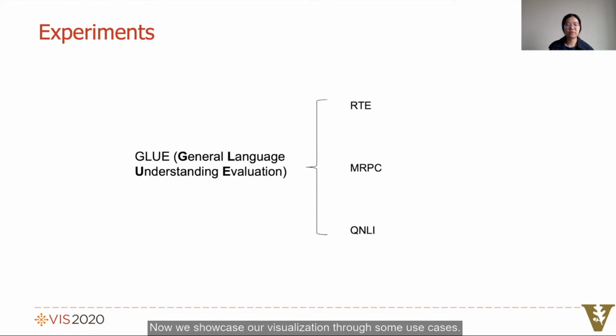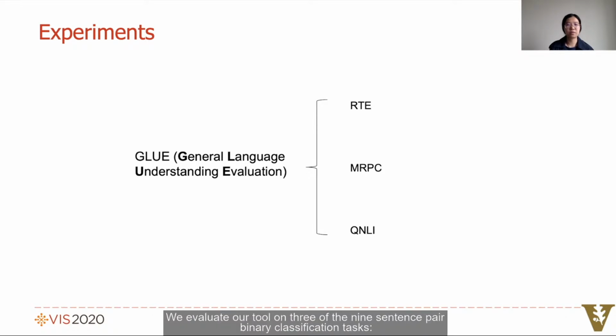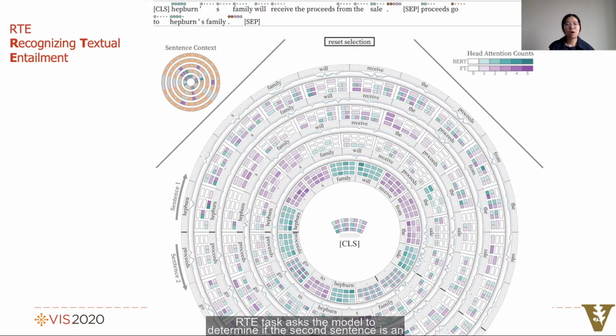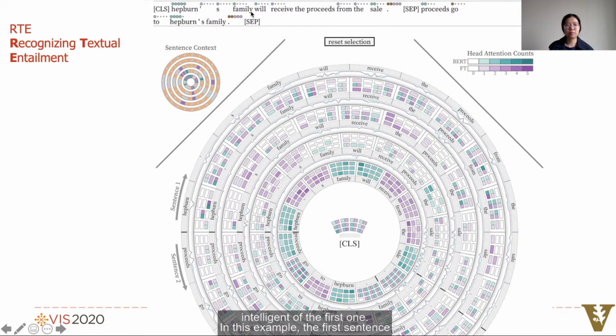Now we showcase our visualization through some use cases. We evaluate our tool on 3 of the 9 sentence pair binary classification tasks: the RTE, MRPC, and QNLI. RTE asks the model to determine if the second sentence is an entailment of the first one. In this example, the first sentence entails the hypothesis found in the second sentence, since "will receive the proceeds" implies "proceeds go to" regarding the family.